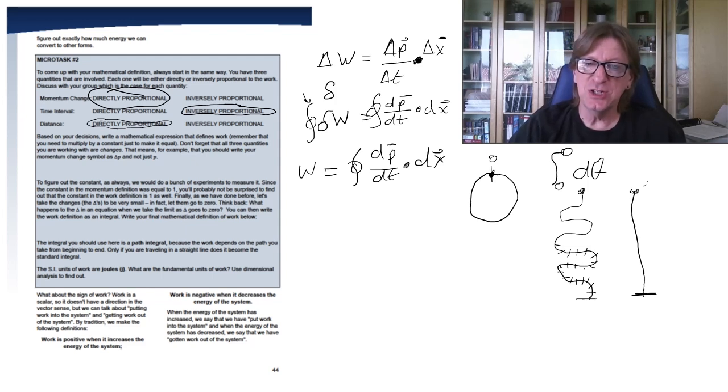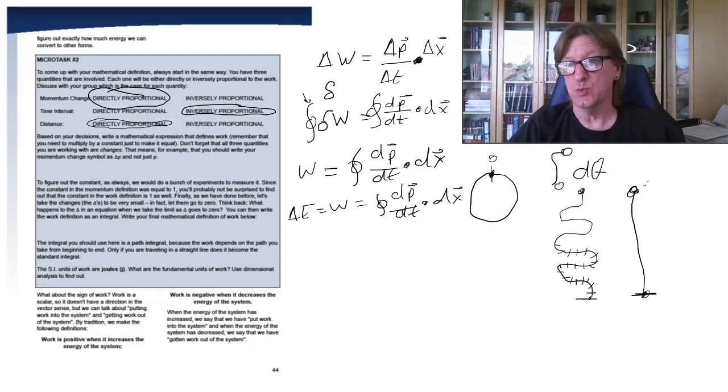Then my change in energy is going to equal my work, which is going to equal this, dp dt dx, right? Because we said that how much my energy changes from here to here depends upon how much work I did. So my change in energy is my work. And so you can see that work is kind of a change, right? Even though we don't have the delta in front of it.